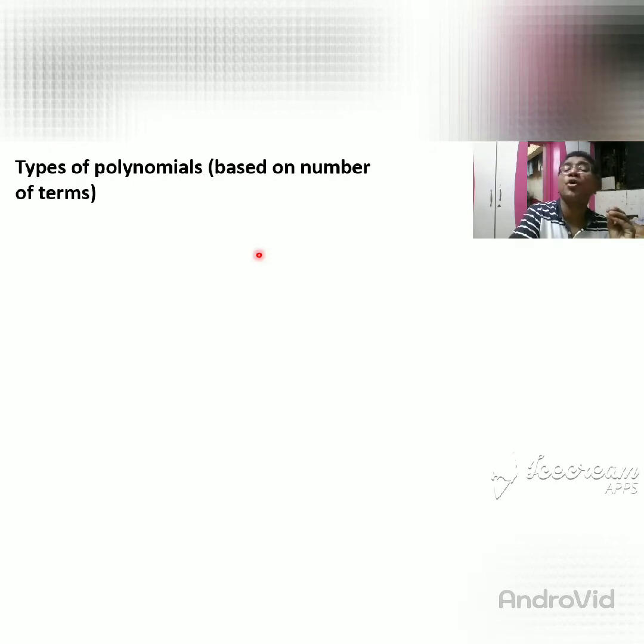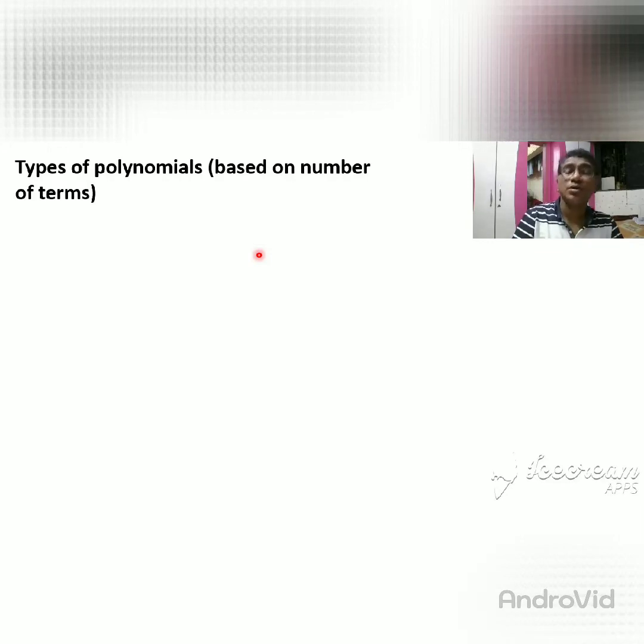If a polynomial has one term, then it is called a monomial. If a polynomial has two terms, then it is called a binomial. If a polynomial has three terms, then it is called a trinomial. And if a polynomial has more than three terms, then it is a polynomial.